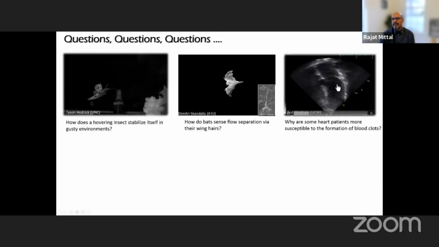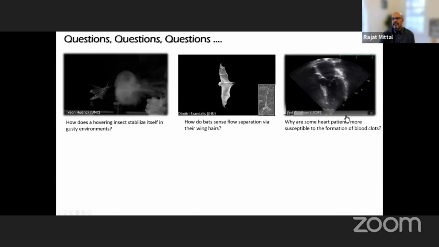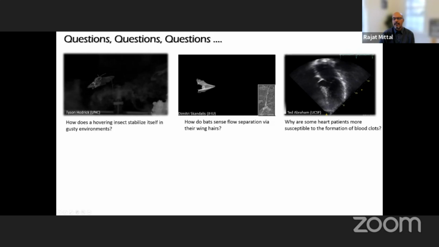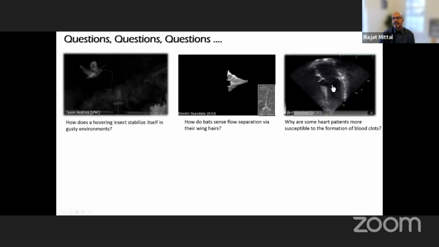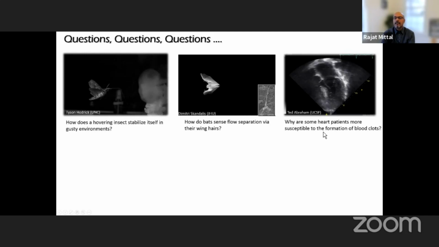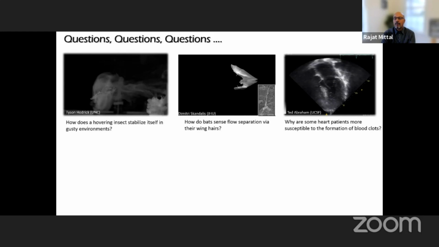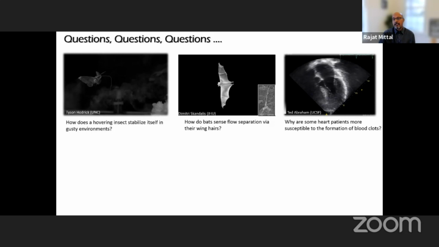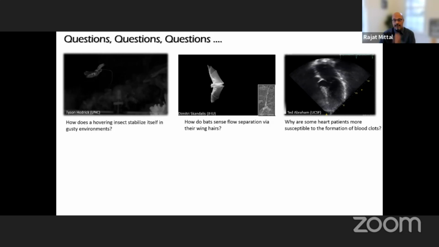Their heart valves, these fluttering leaflets that you see, in this particular patient, are very long. They are longer than is typical. And this makes these patients susceptible to all kinds of disease conditions. But more particularly, we are interested in understanding why some heart patients are more susceptible to the formation of blood clots. Blood clots can be very serious if they form in the cardiovascular system.